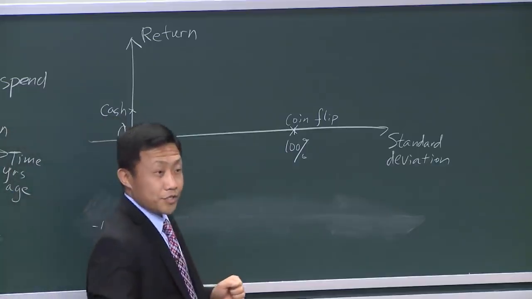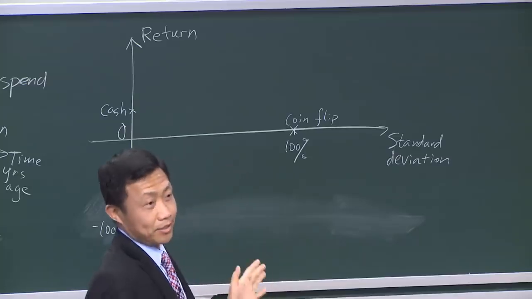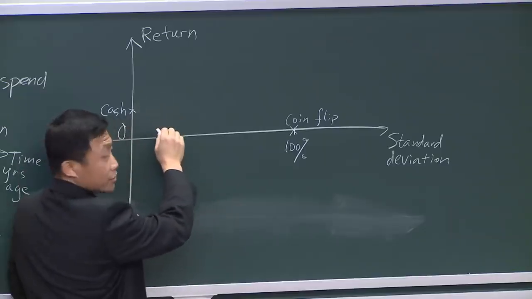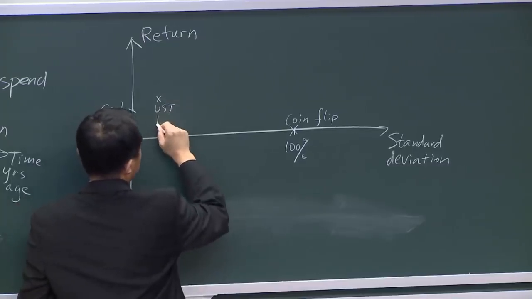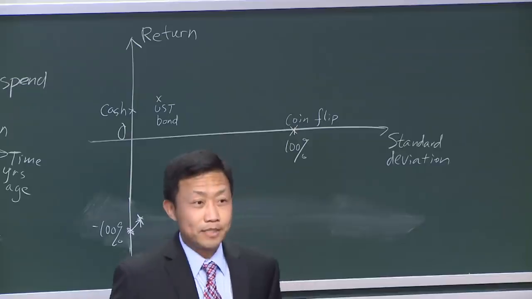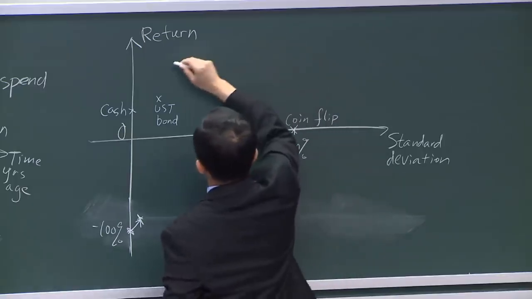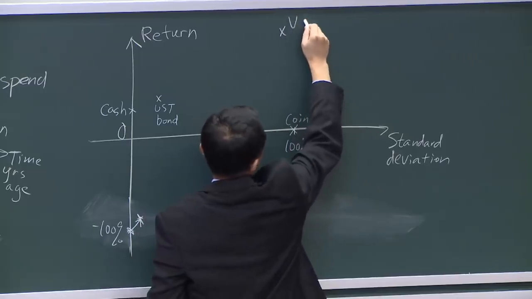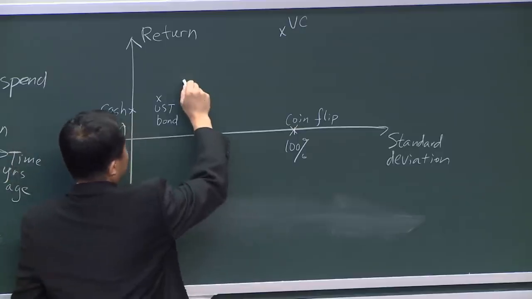Where's U.S. government bond? Let's just call it a 5-year note or 10-year bond. It should have returns better than cash with some volatility. Let's call it here. What is investing in a startup venture capital fund like? Pretty up there, right? You probably feel very high return, but you can lose all your money. So probably somewhere here, VC. Buying stocks, let's call it somewhere here.